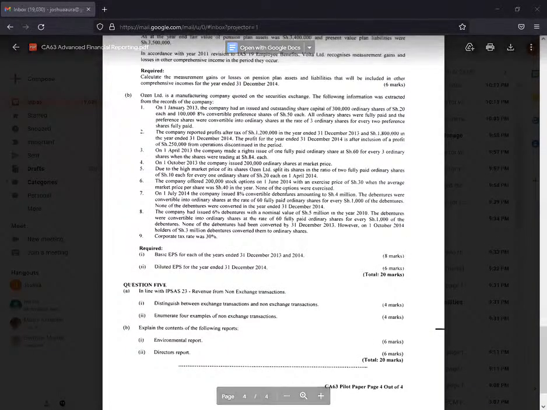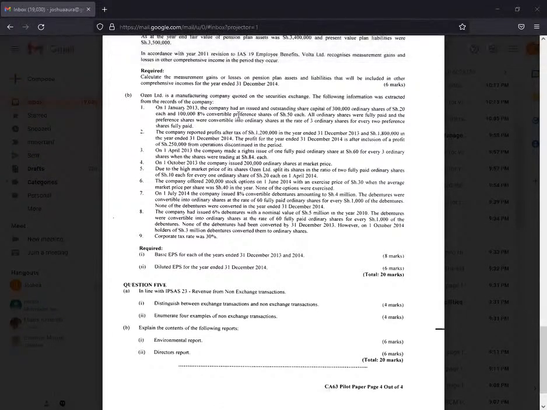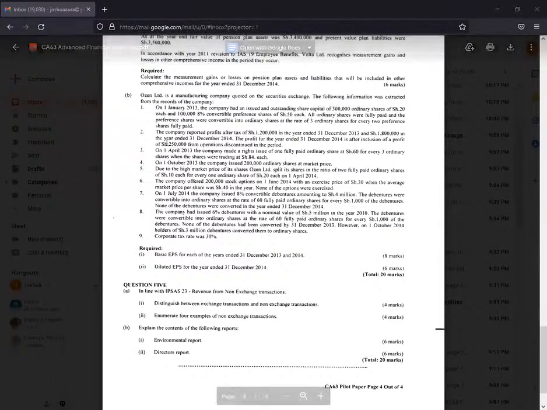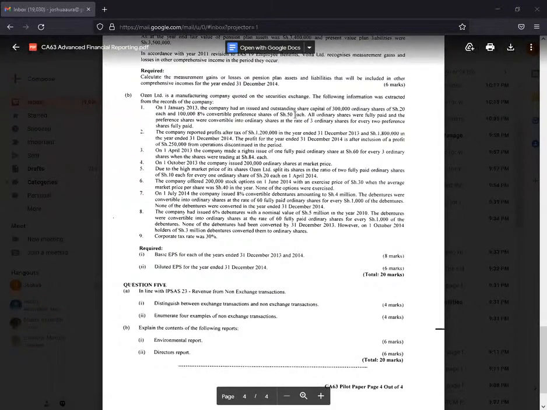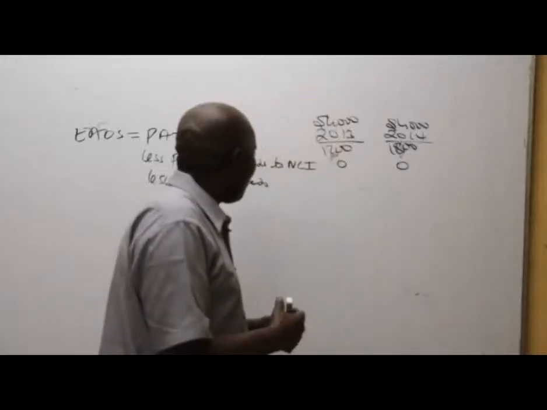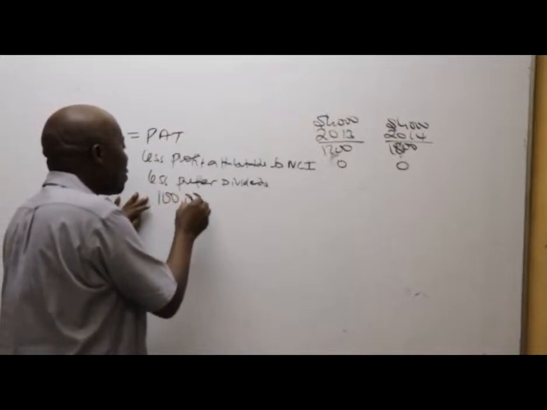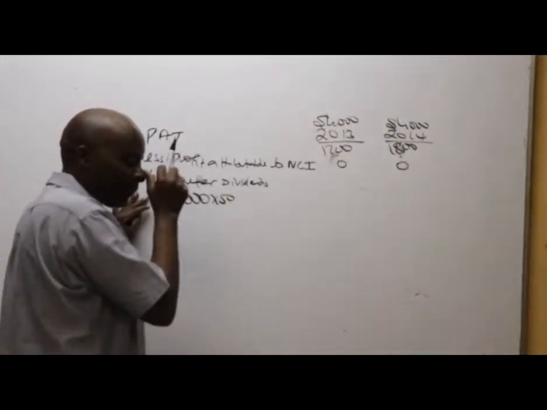There is a place they gave us preference dividends here. On 1st January 2013, the company had an issued and outstanding share capital of 300,000 ordinary shares of shillings 20 each and 100,000 8% convertible preference shares of shillings 50 each. So could you kindly give me the total preference share capital? The total preference share capital is 100,000 preference shares times 50.